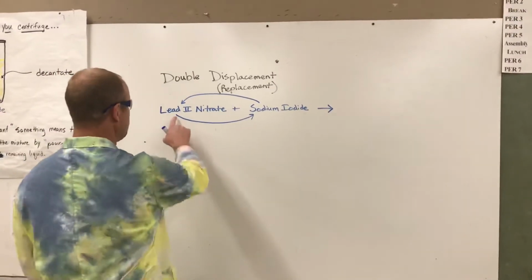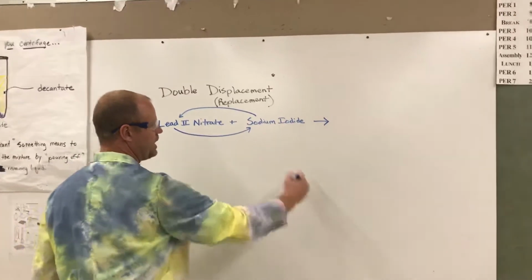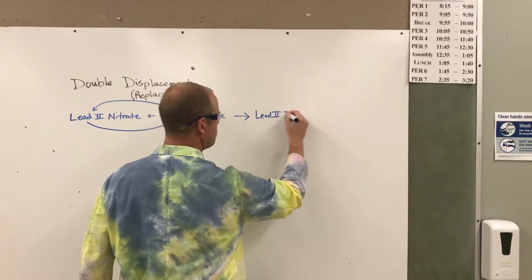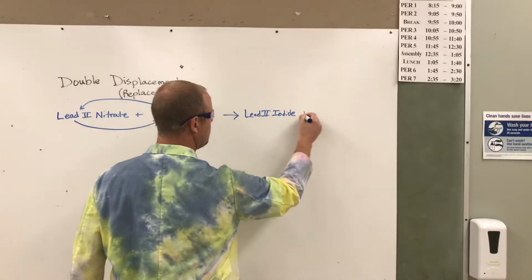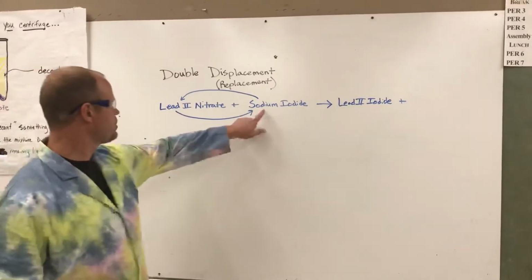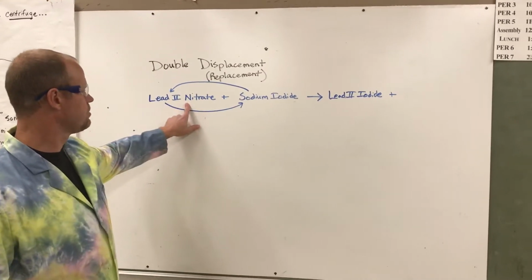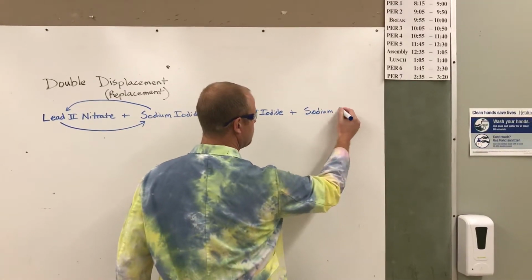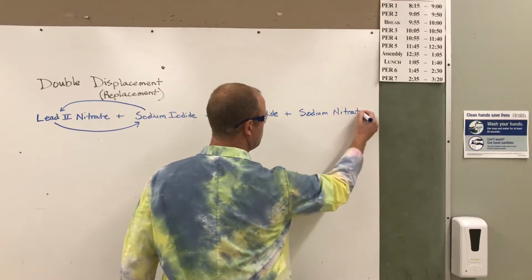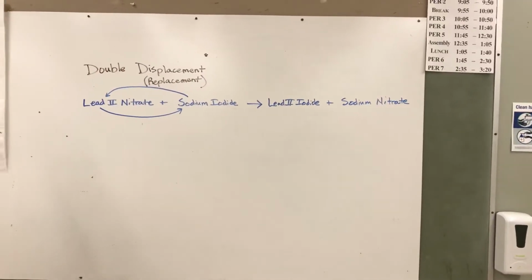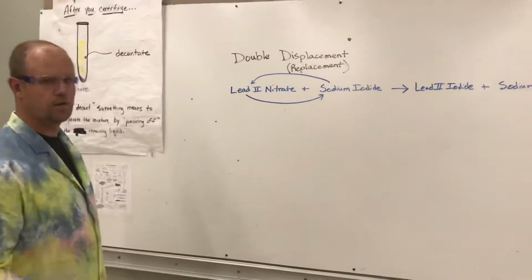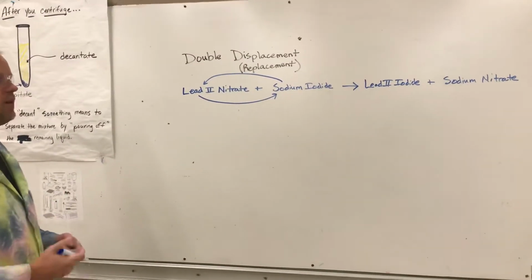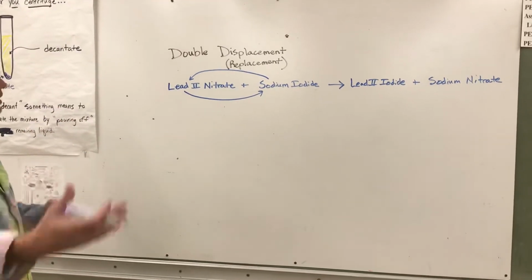So my products would be: lead is going to combine with the iodide, so I would write lead 2 iodide, okay? And then sodium is going to go with the nitrate. Sodium is going to combine with nitrate. I'm just going to write that combination. And now the goal is to write the correct formulas for these. It's all based on what those charges are, how many of one will combine with another based on electrons that get transferred from one thing to the next.